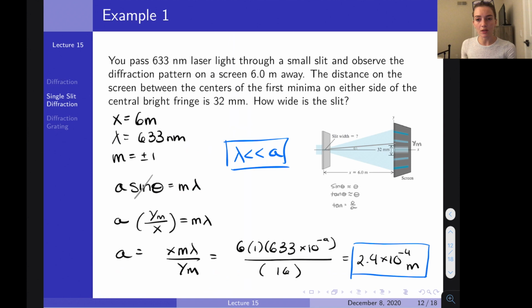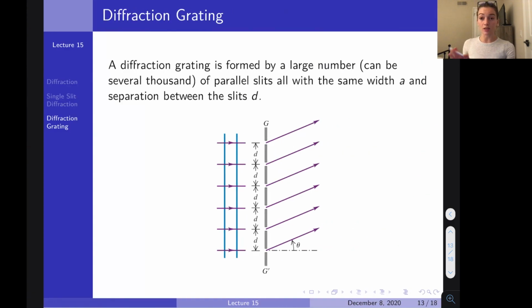Okay, so now let's go into the other big topic from chapter 36. So that's the diffraction grating. So this one's very important. You'll see this pop up probably a lot, I'm sure, especially if you're an engineer. You'll probably see this a lot.